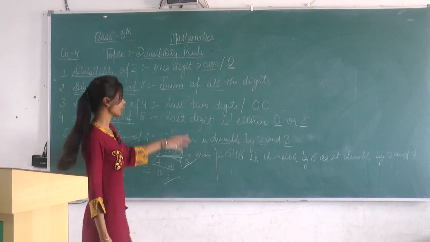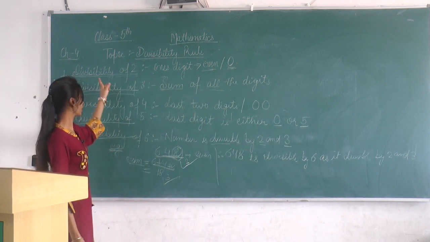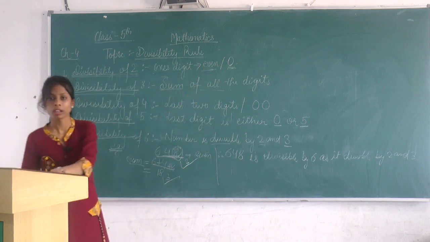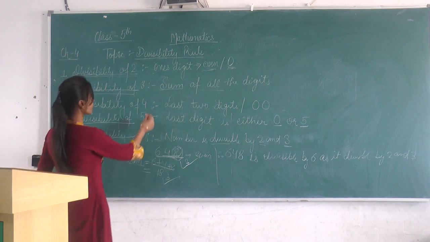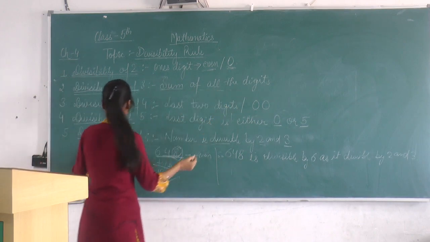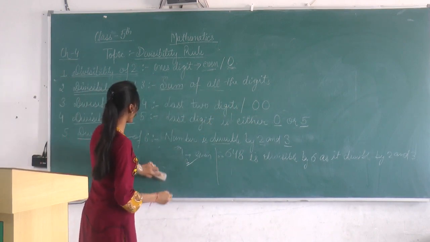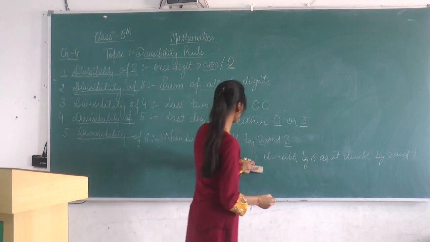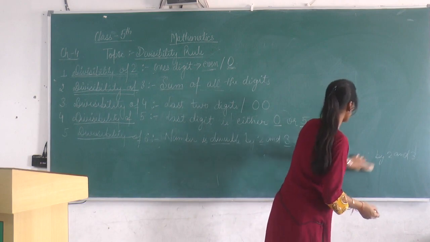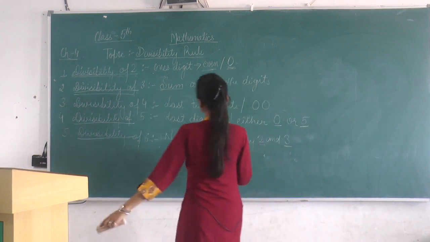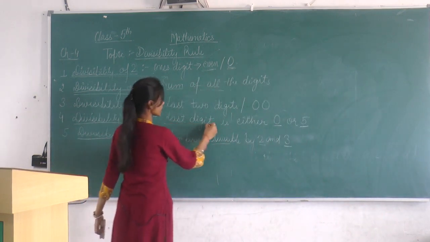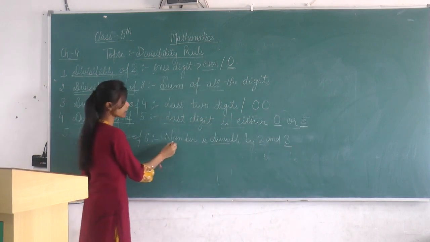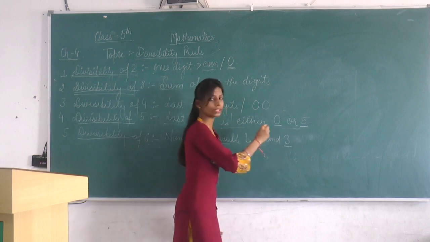Okay? I am repeating the rules one by one again. Divisibility of 2: one's digit is even or 0. Divisibility of 3: sum of all the digits. Divisibility of 4: you have to check the last 2 digits, and 0, 0 can also come. Divisibility of 5: the last digit is either 0 or 5. And divisibility of 6: the number is divisible by 2 and 3.